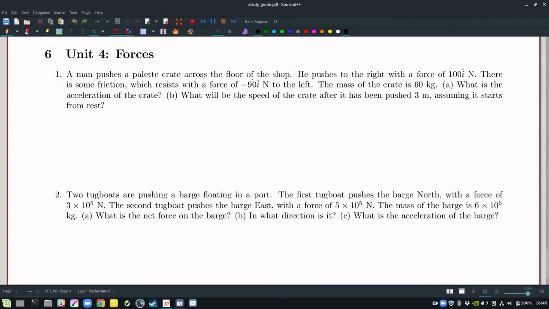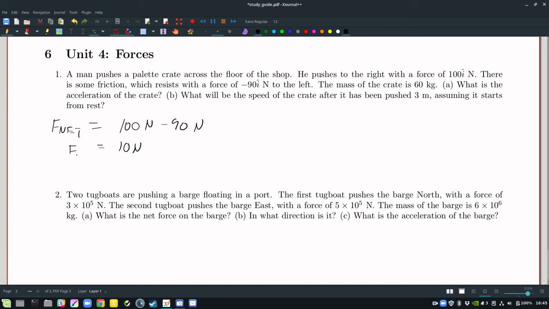And welcome back to the study guide, final unit, dealing with forces and Newton's laws. A man pushes a pallet crate across the floor of the shop. He pushes to the right with a force of 100 newtons. There's some friction which resists with a force of 90 newtons to the left, and the mass of the crate is 60 kilograms. What is the acceleration? So we're going to need the net force, and that's 100 newtons to the right minus 90 newtons to the left. So the net force magnitude is just 10 newtons.